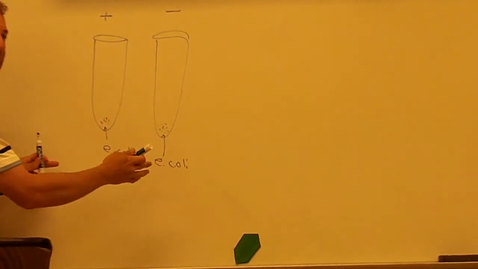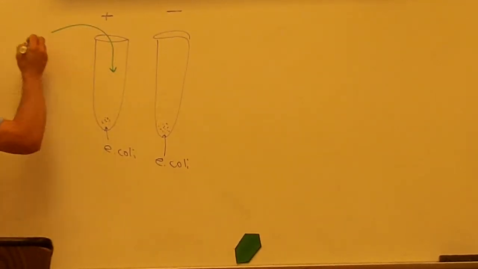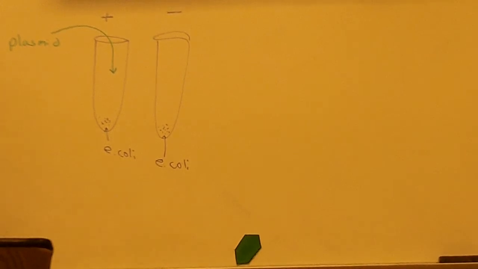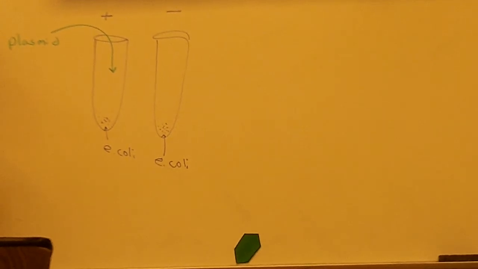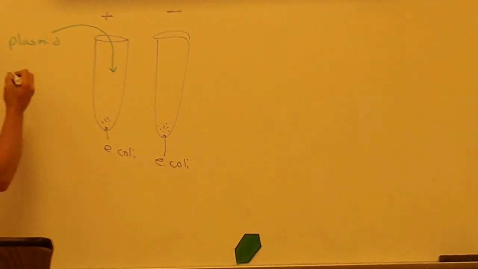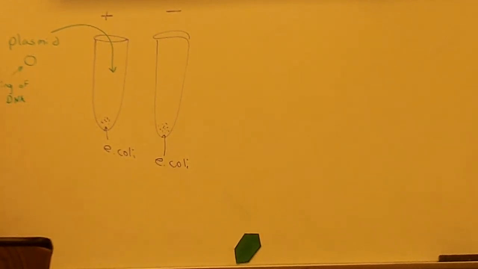Along with the E. coli, in the plus tube, we also put a plasmid. Do you remember, Caitlin, what a plasmid is? DNA. Let's try Steph. What's a plasmid? A plasmid is a ring of DNA. And that ring of DNA has information on it. DNA carries information, right?